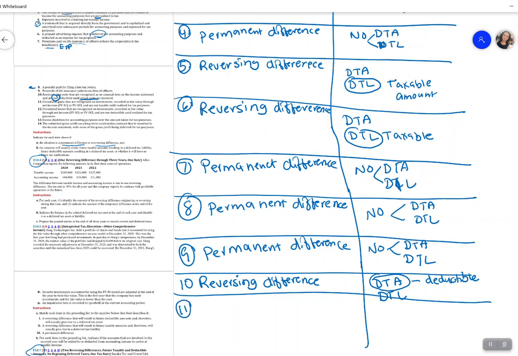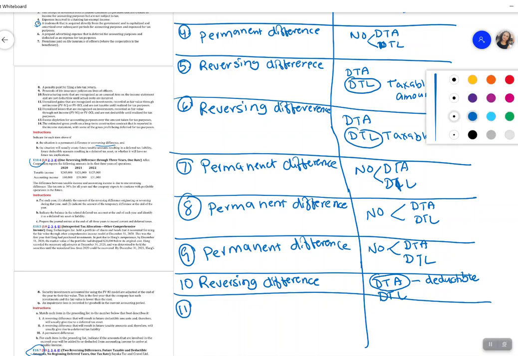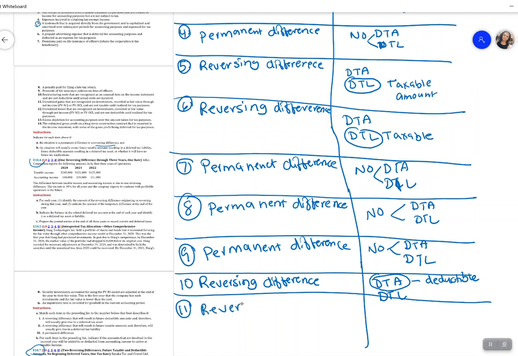So under 11 is unrealized gain and loss. Now, like we learned in our chapter lecture, unrealized gains and losses are not taxed until we sell that investment, until these gains or losses are realized. So in this case, unrealized gain or loss are recognized on the investment because the fair value of the investment goes up or down. If it goes up and down, we record unrealized gain and loss. So number 11 becomes a reversing difference.